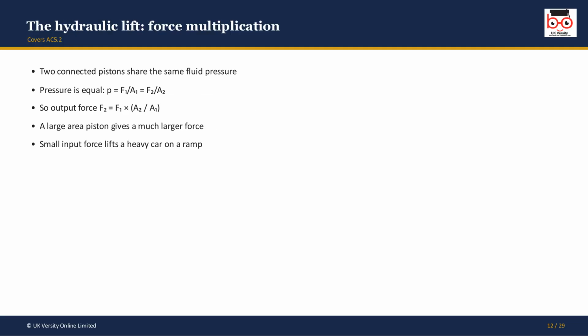Let's see how Pascal's law gives us force multiplication in a hydraulic lift. Two pistons are connected and share the same fluid pressure, so the pressure equals the force on the small piston over its area and equally the force on the large piston over its area. Rearranging, the output force is the input force times the ratio of the two areas. So a large area piston produces a much larger force, which is how a small push at one end lifts a heavy car up on a ramp.